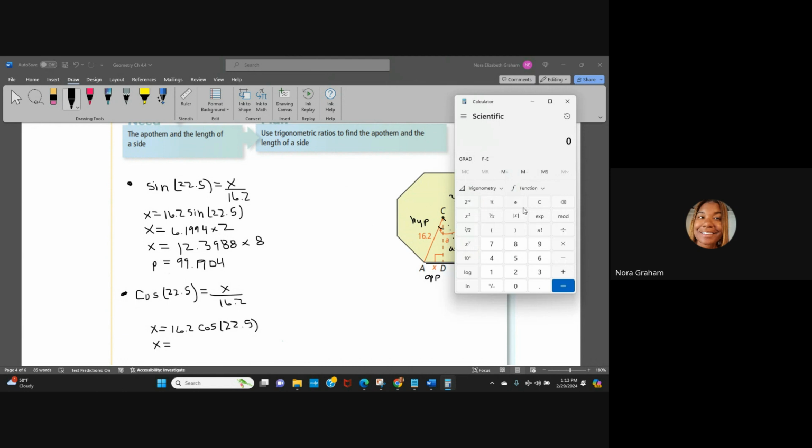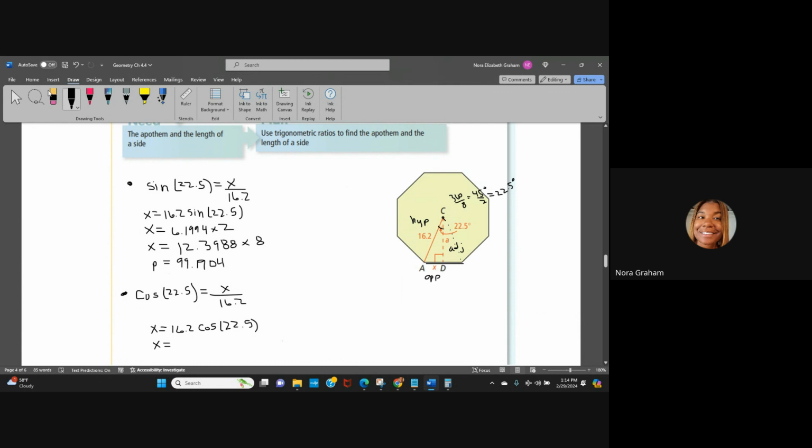So let's do 16. Let me make sure. It's always tricky because you want to make sure it's in degrees or rad. All right, so let's try it in degrees. So we do 16.2 times 22.5 cosine. That looks a lot better. So 14.66 or 14.9668. That's going to be it.